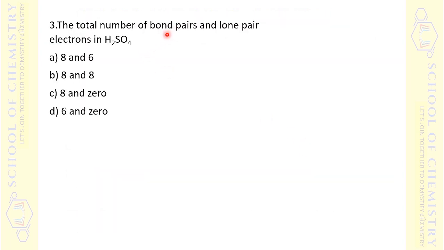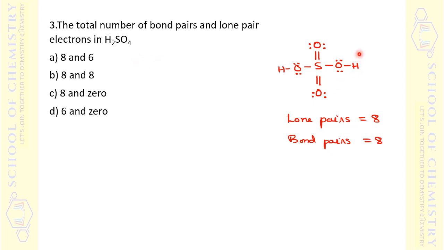The total number of bond pairs and lone pair electrons in H2SO4. They have asked how many total lone pairs and how many bonded pairs are there in the H2SO4 molecule. If you know the proper Lewis structure of H2SO4, this is a very simple question. You need to just calculate the bond pairs as well as lone pairs, right? Readily I have written the Lewis structure of H2SO4, sulfuric acid, right? Now you can easily count the total number of bond pairs as well as lone pairs.